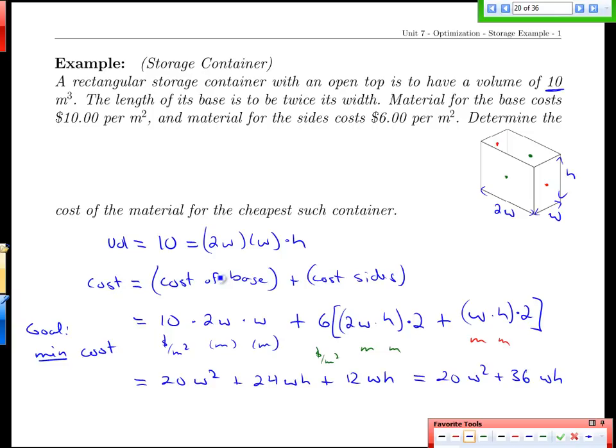What that lets us do is get rid of one of these 2 variables. So far we have too many variables to differentiate, so what we can do is take this volume constraint and solve for H. We have lots of W's here, so let's solve for H. It'll be 10 over 2W squared, or 5 over W squared. Okay, we're almost now at the stage where we can do the derivatives. We just need to put this H into this formula here. We'll do that on the next page.